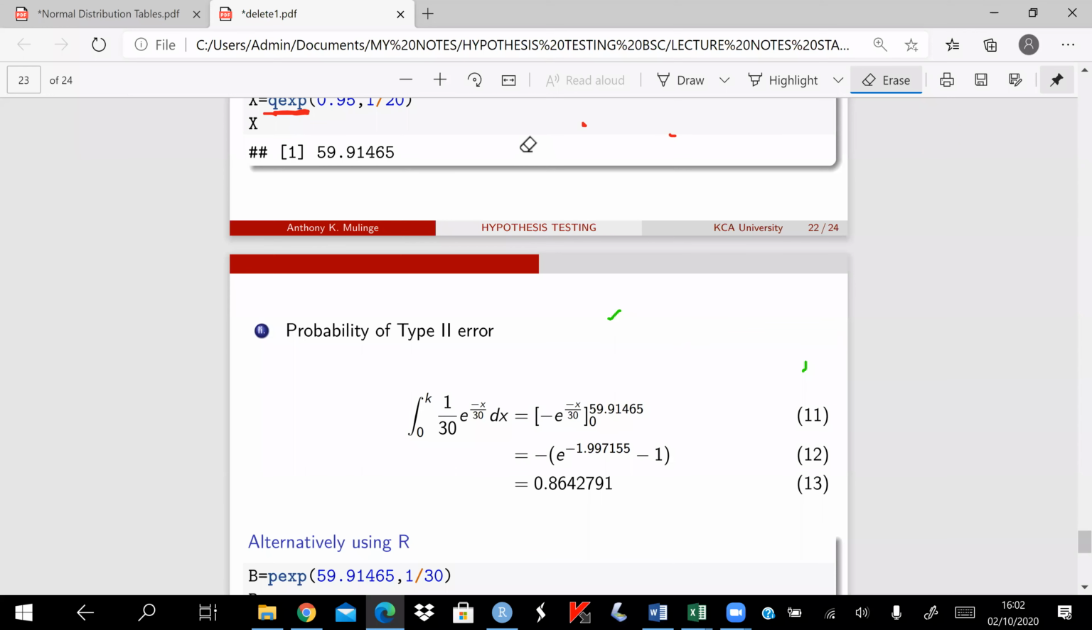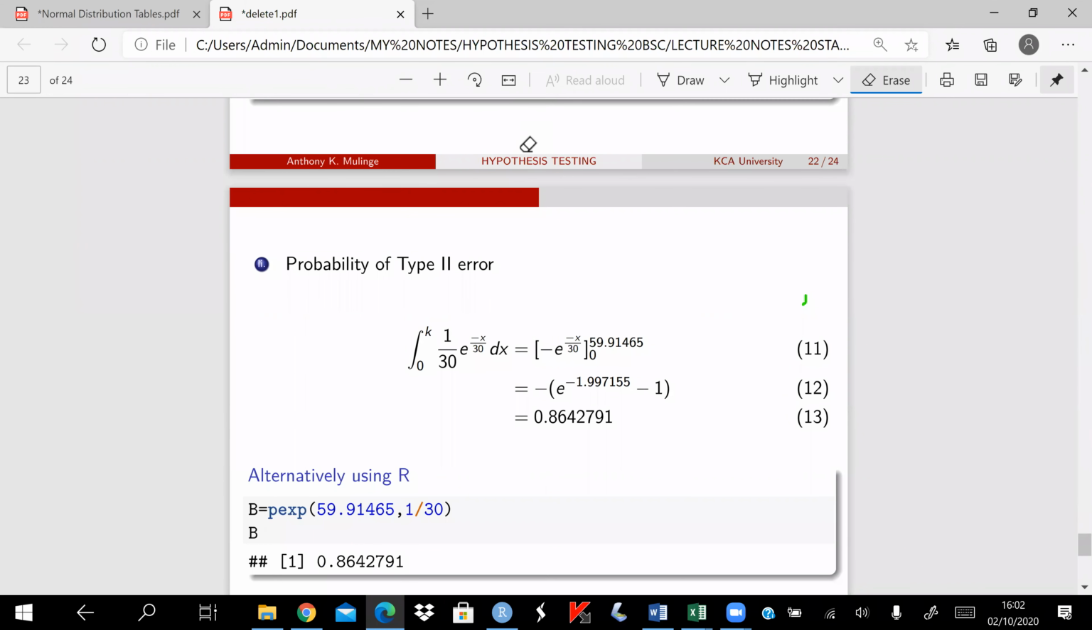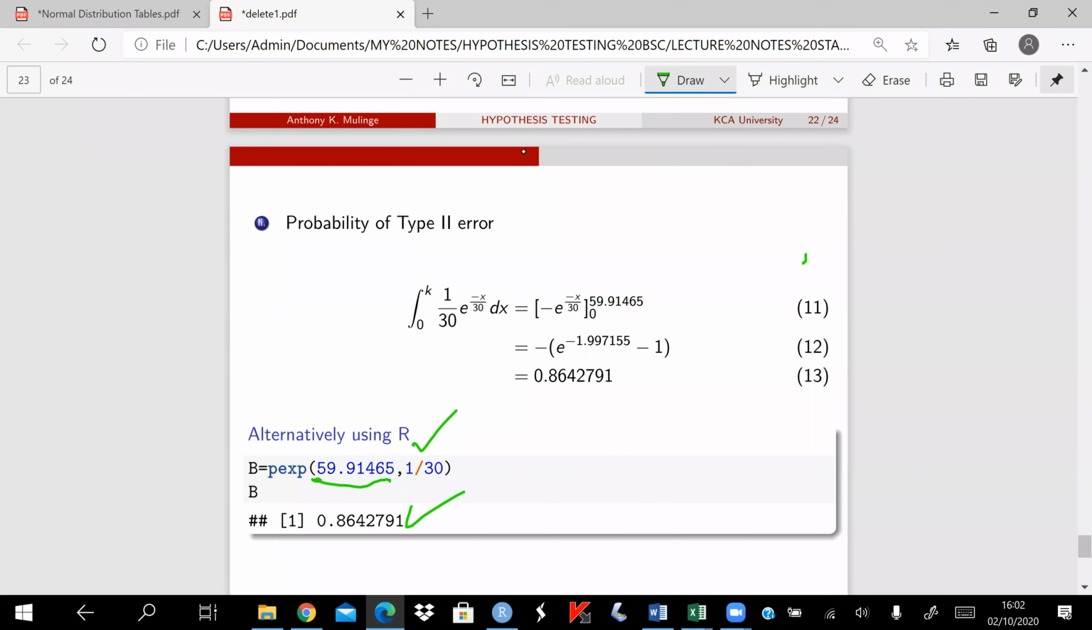You can also get that probability using R code, PX, where you give the quantile or the value of X, the cutoff point, and the rate is 1 over 30, and you'll get exactly the same thing.